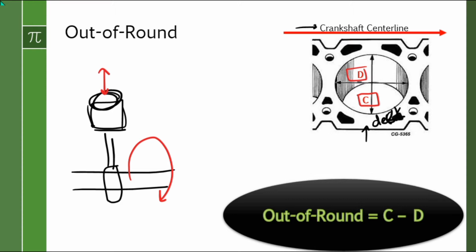So something that you need to know: if I give you two numbers, one bigger, one smaller, out of round is simply the big number minus the smaller number. But if I give you a direction, you have to be able to understand where you would expect to see more wear in an out of round situation.